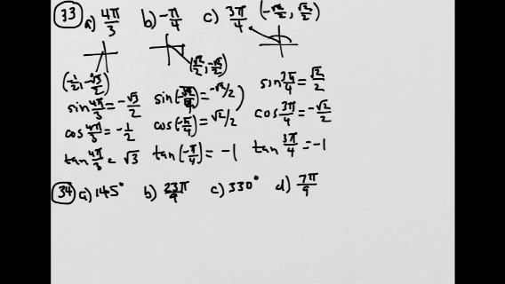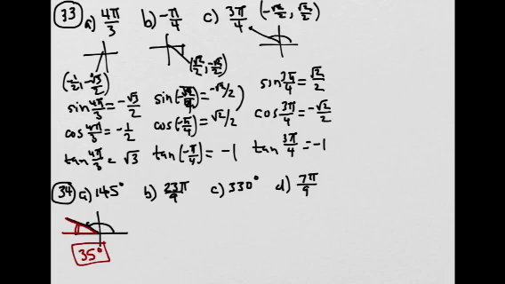For number 34, they are asking for reference angles, and those are the angles made by the terminal side and the closest x-axis. Okay, so first thing we do is draw the angle. So 145 would be about here. So this is 145. So the reference angle would be this angle right here. So to get that degree, you would take 180 minus 145, so that angle would be 35 degrees.